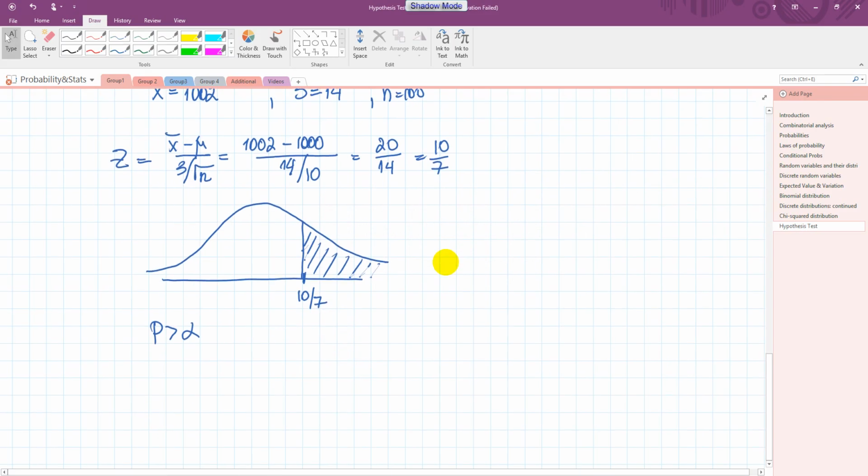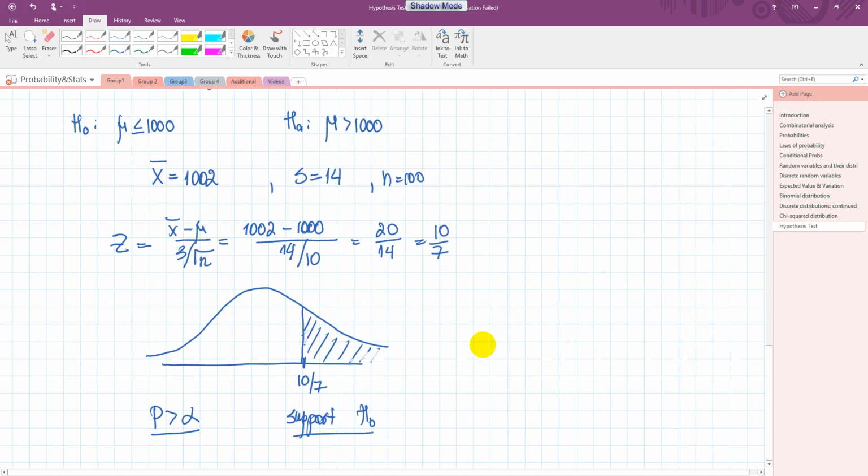What does it mean? It means that there is not enough evidence to reject the null hypothesis. P is big enough to support the null hypothesis. So now, could you please tell me what was our claim? Is it the null hypothesis or the alternative? It's the alternative hypothesis. It means that we need to reject the claim.